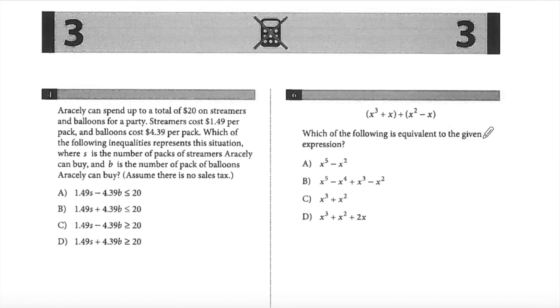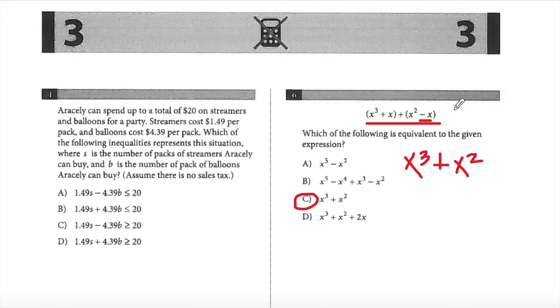Which of the following is equivalent to the given expression? So obviously you can't add them or subtract them unless they have the same base or if they're the same variable type. So x cubed would stay the same and x squared would have to stay the same. But then x plus minus x would just be 0. So you're only left with one option, which is C.